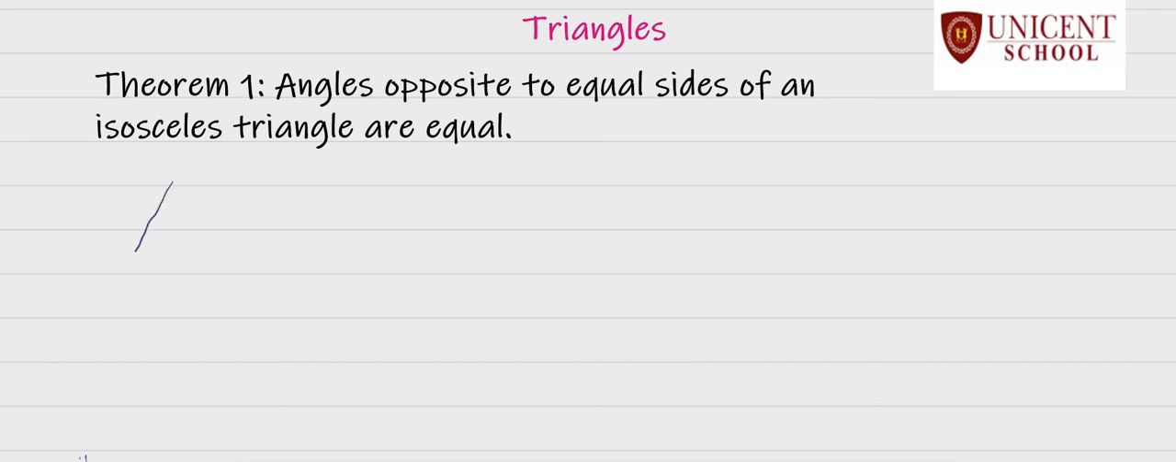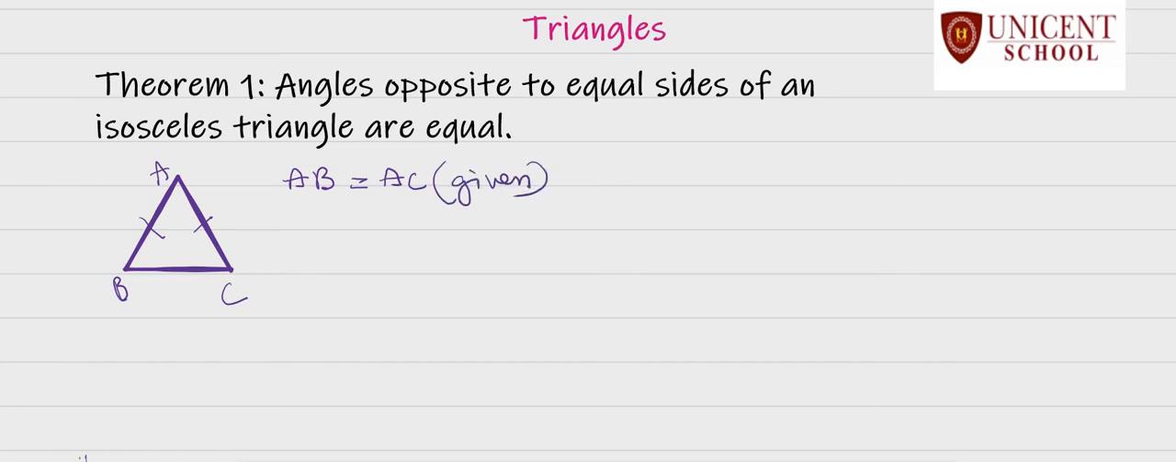For that, let us take a triangle ABC. And according to the statement, we have AB equals AC. This is given. And what is our RTP? That is, what are we required to prove in this? We need to prove that angle B equals angle C. So for that, we need to do a construction.